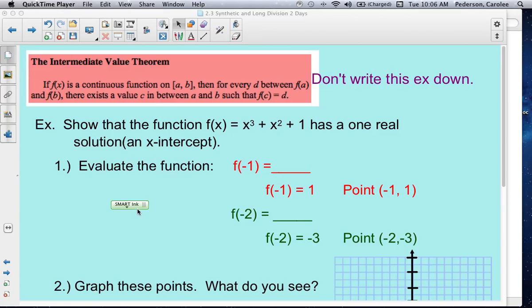2.3, day 2, part 3. This is the intermediate value theorem in the red box. I'm going to explain it without reading all that red and go on to what the examples down here are.